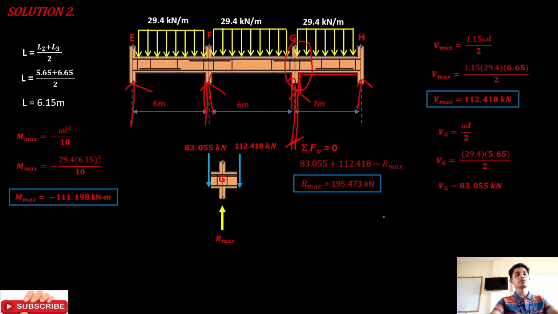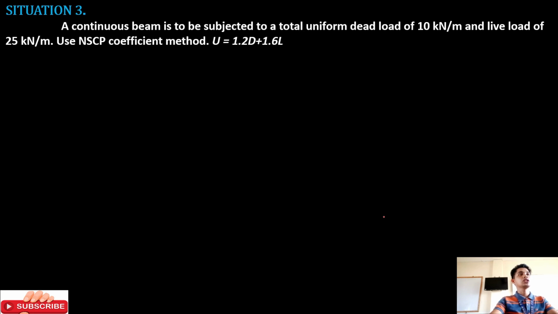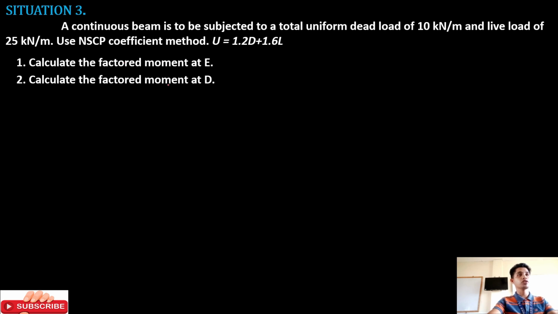Ganun lang. Last problem. A continuous beam is to be subjected to a total uniform dead load of 10 kN per meter and total live load of 25 kN per meter. Using the NSCP coefficient method, load combination is 1.2 dead load plus 1.6 live load. Compute the total factored moment at E, compute the factored moment at D, determine the factored shear at D.